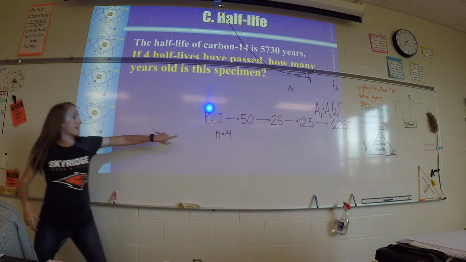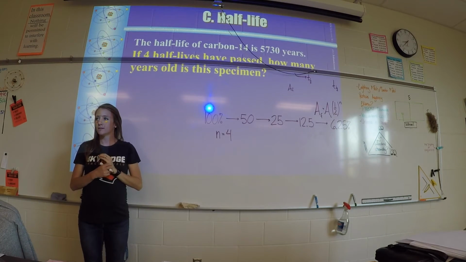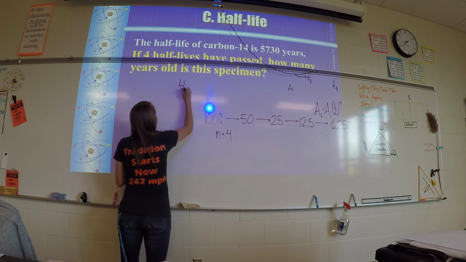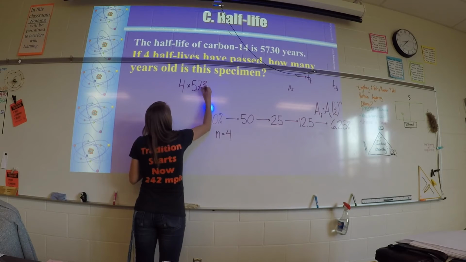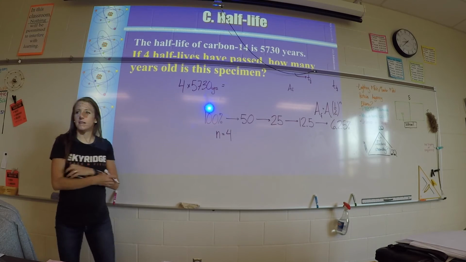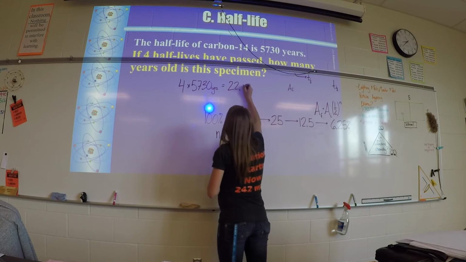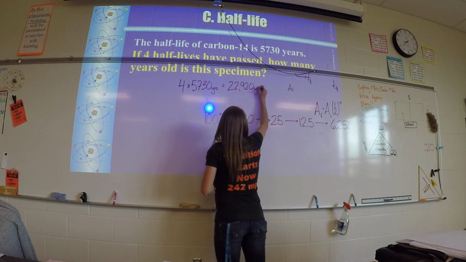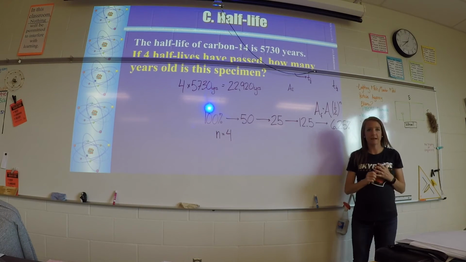So then, part B says if 4 half-lives have passed, how old is the specimen? So how would I know that now? Times 4 by 5,730. Yeah, we know that we did 4 cuts, and each cut is 5,730 years. So we just times 4 by the half-life, and we get what? 22,920. And there's our answer. Questions on that?